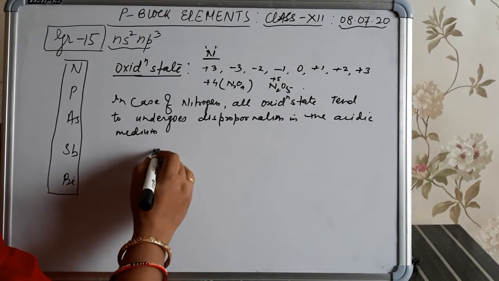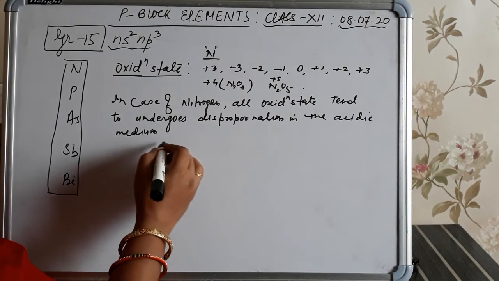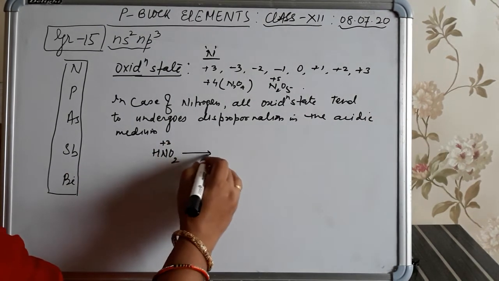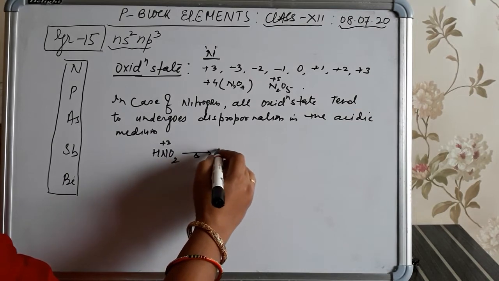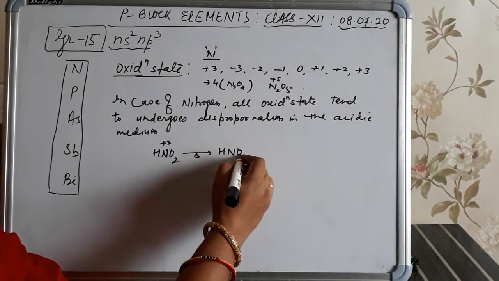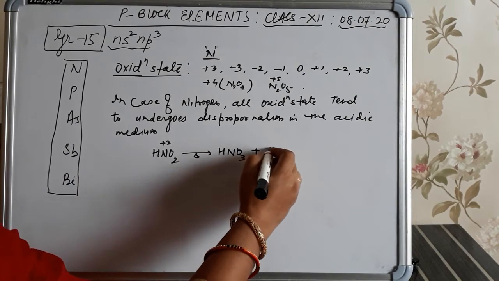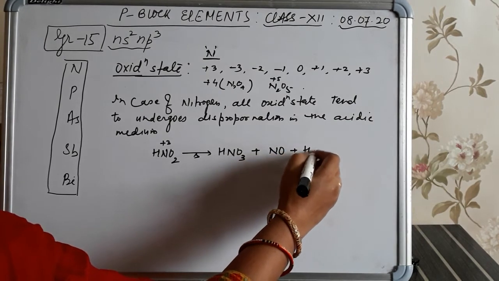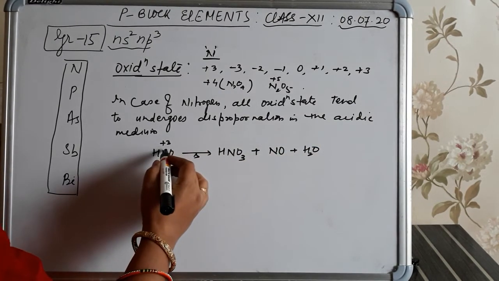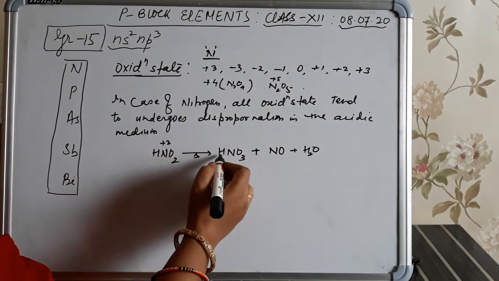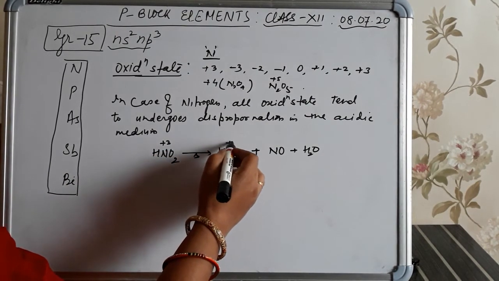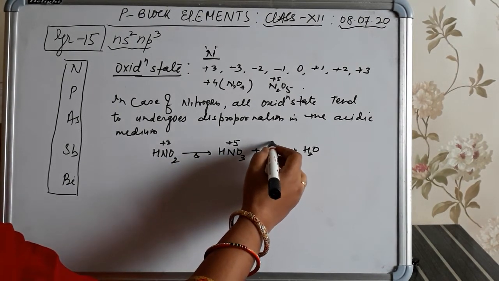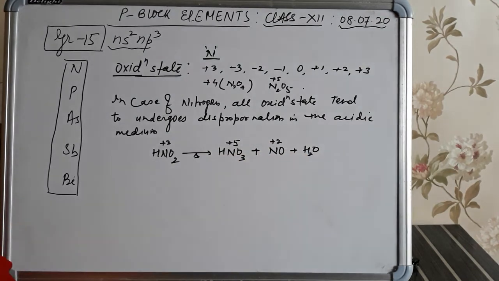For example, HNO2, in which nitrogen is in the +3 oxidation state, when it undergoes slight heating, it decomposes or dissociates to form nitric acid, nitric oxide and H2O. So here the nitrogen in the +3 oxidation state, in HNO3 the oxidation state of nitrogen becomes +5, and in nitric oxide the oxidation state becomes +2.